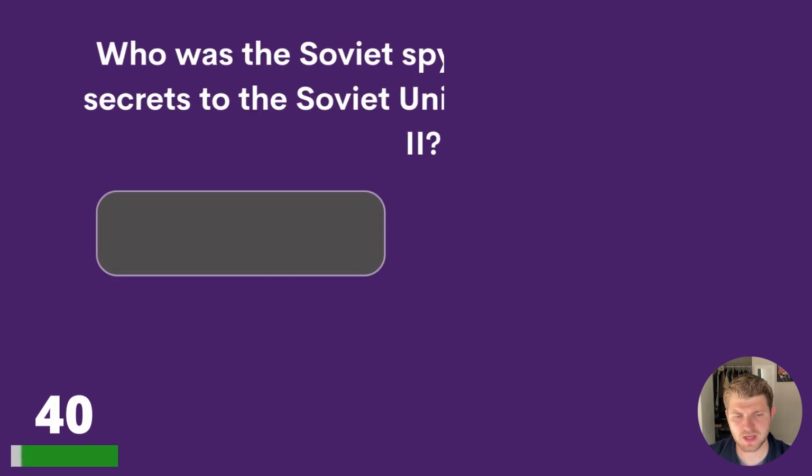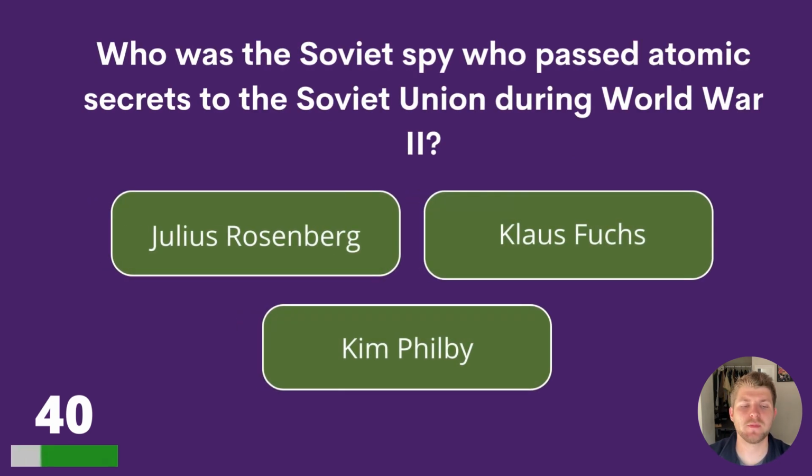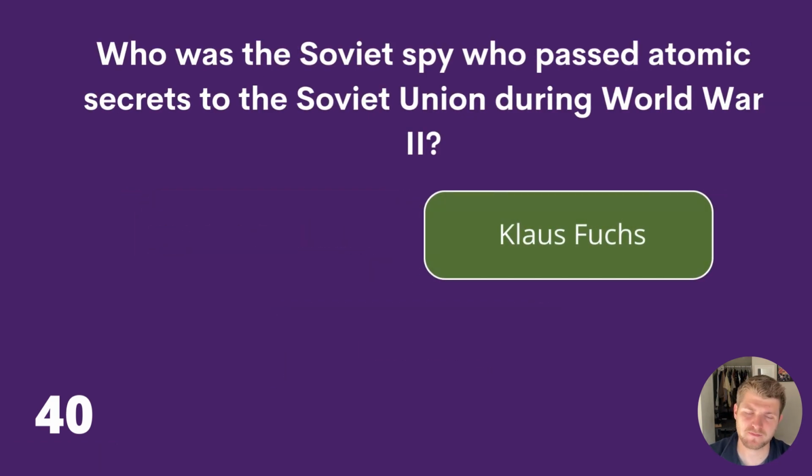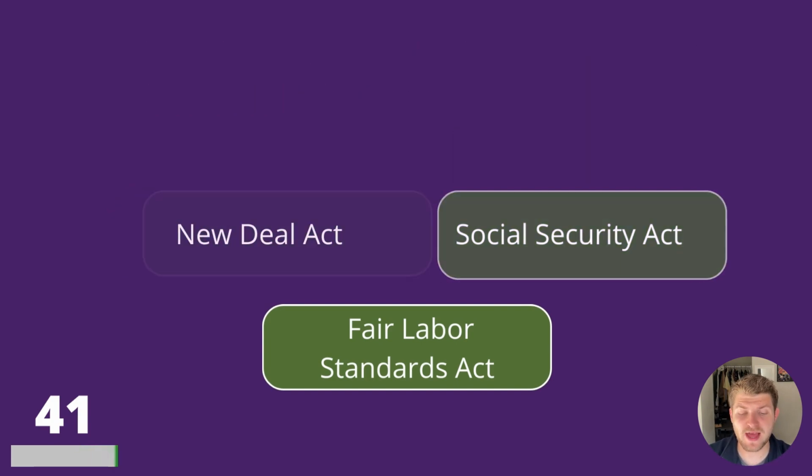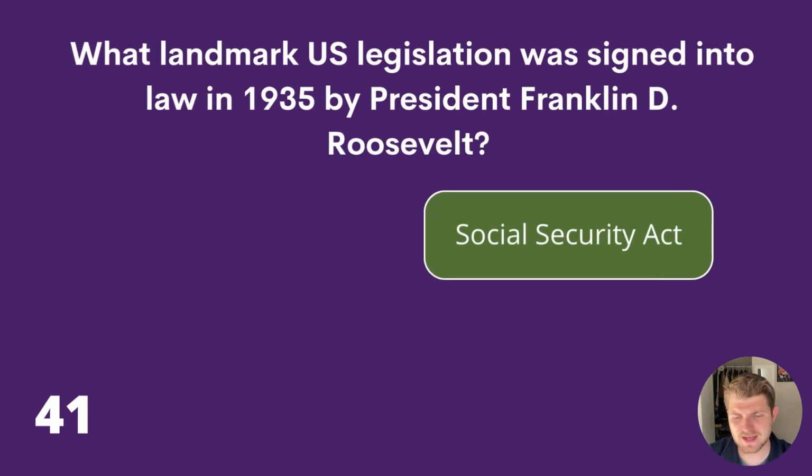Question 40. Who was the Soviet spy who passed atomic secrets to the Soviet Union during World War II? Julius Rosenberg, Klaus Fuchs, or Kim Philby? The answer is Klaus Fuchs. Question 41. What landmark US legislation was signed into law in 1935 by President Franklin D. Roosevelt? New Deal Act, Social Security Act, or Fair Labor Standards Act? And the answer is Social Security Act.